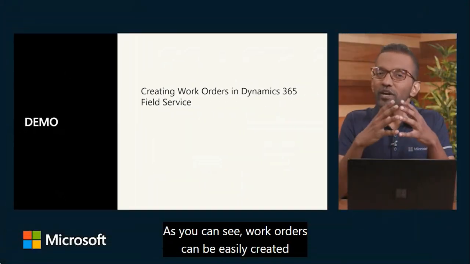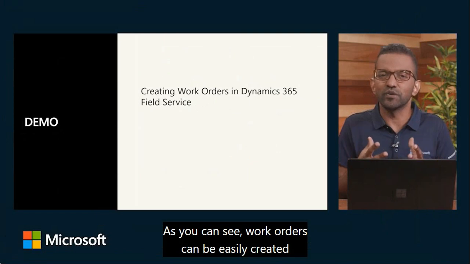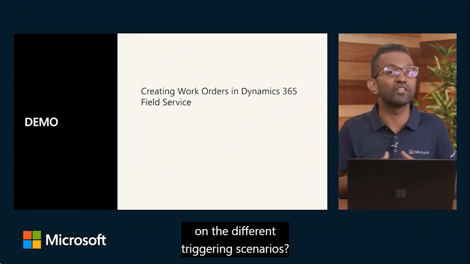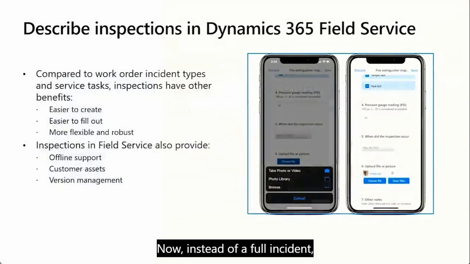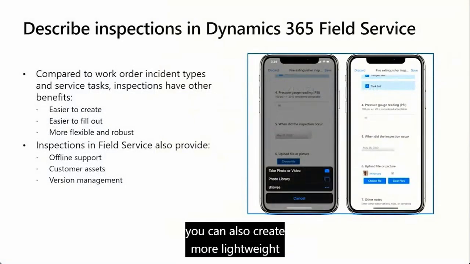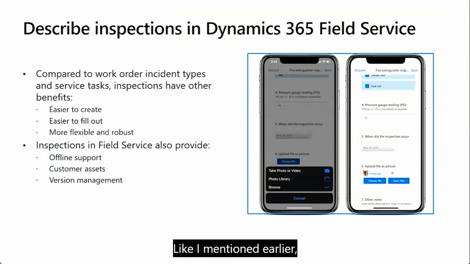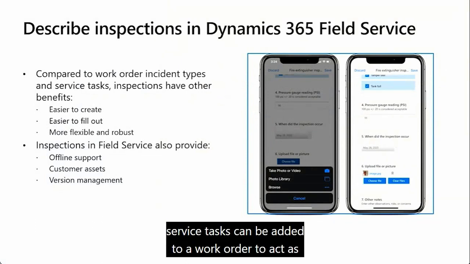As you can see, work orders can be easily created and the details populated based on the different triggering scenarios. But let's discuss a little bit more about the details of some of these work orders. Now, instead of a full incident, you can also create a more lightweight, templated incident called inspection. Like I mentioned earlier, service tasks can be added to a work order to act as a to-do list to provide guidance to the technician.